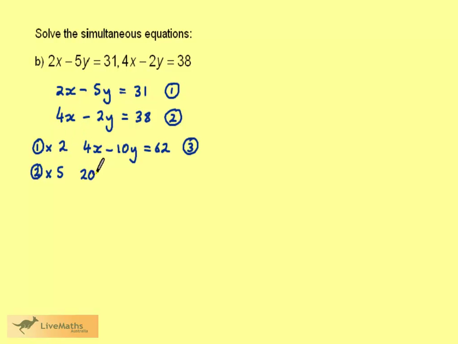20x take away 10y is equal to 5 times 38, which is 190. Call this equation 4. We now have the same number of y's.